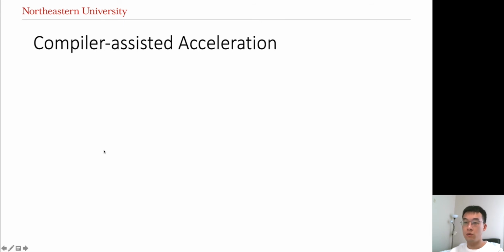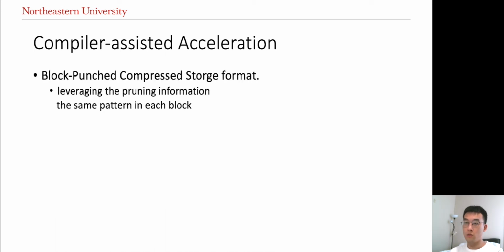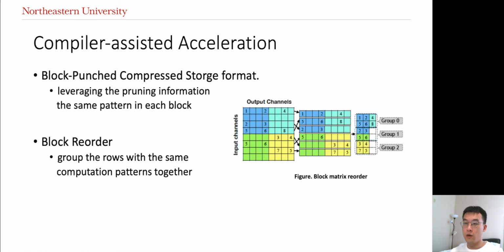After block-punched pruning, our framework relies on a compiler-assisted acceleration framework to achieve efficient inference on mobile devices. The compiler is based on work called PatDNN from our group earlier this year. We use a more efficient storage format called block-punched compressed storage format to store the weights. And our framework introduces a matrix reorder optimization to group the weights with the same computation patterns together.